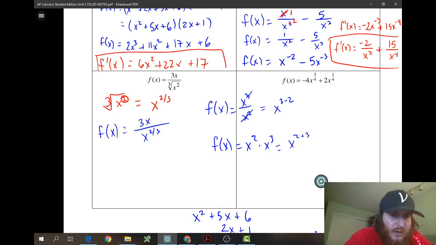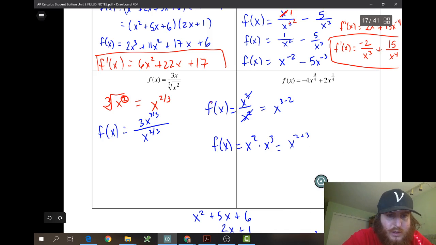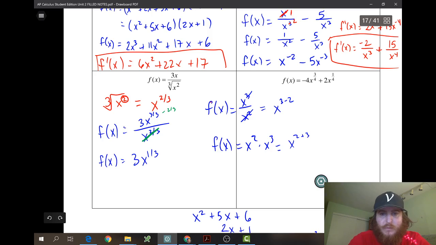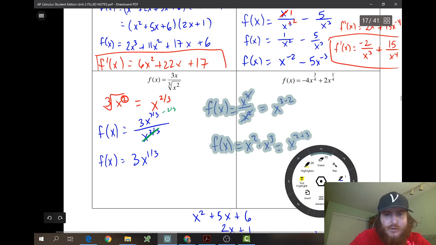2/3. So this is x to the first power, but instead of writing it to the first power, we could write it as x to the 3/3 power. And so what's going to happen is that we can take away 2/3. So we're subtracting off 2/3. So when we rewrite this, it becomes f of x equals 3x to the 1/3 power. So it's kind of weird, but we're just rewriting that, right? We have not taken the derivative yet.